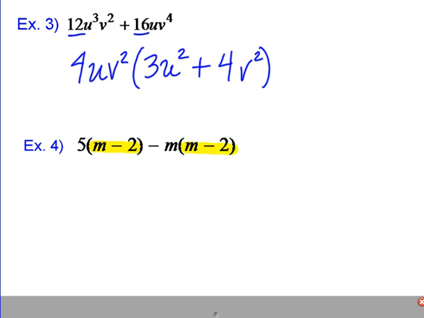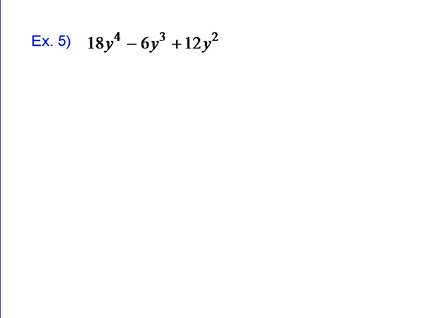Because they have a binomial in common, that's what we're going to pull out. We're going to pull out that m minus 2. And what got left behind, 5 minus m, will be the rest of that prime factorization. Now, what we're going to do is take a look at one more problem before we jump into some other things.